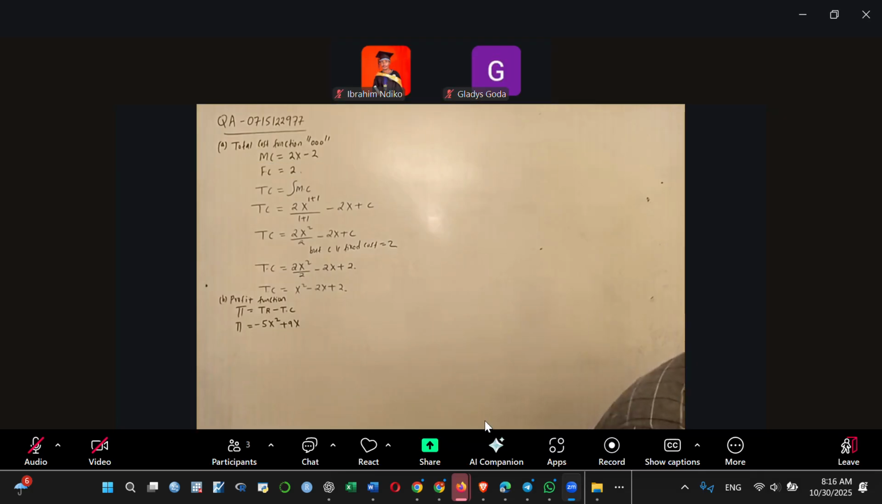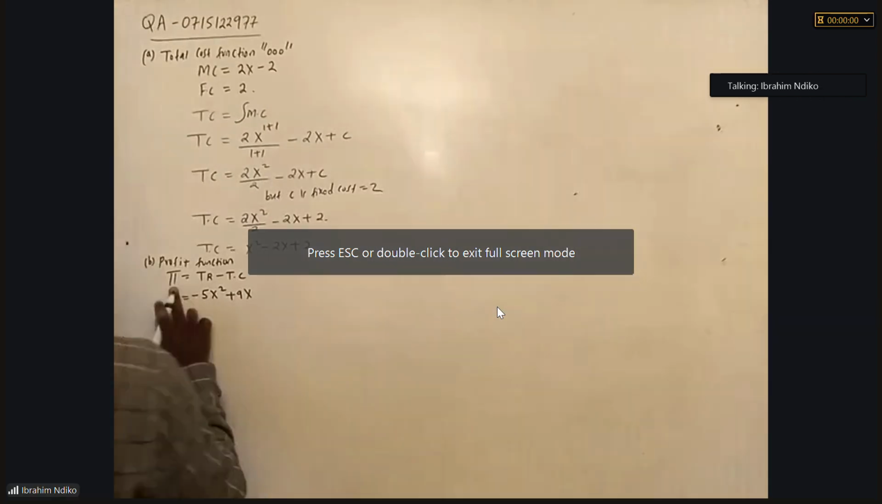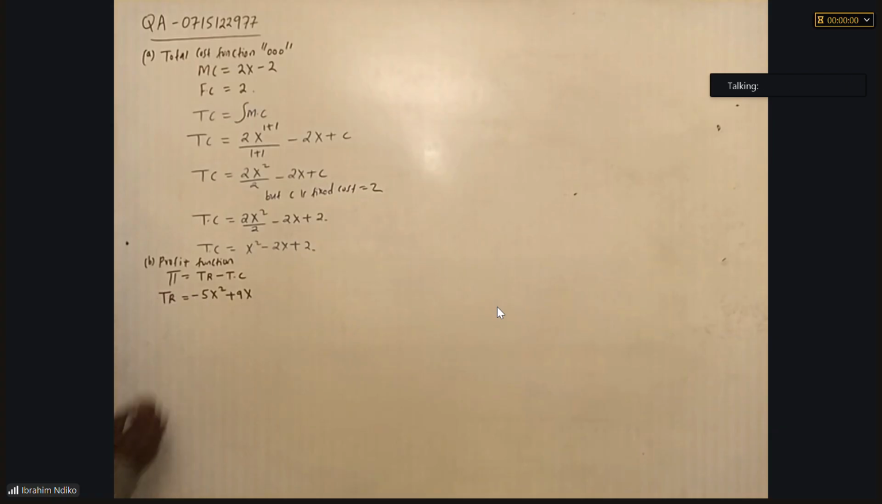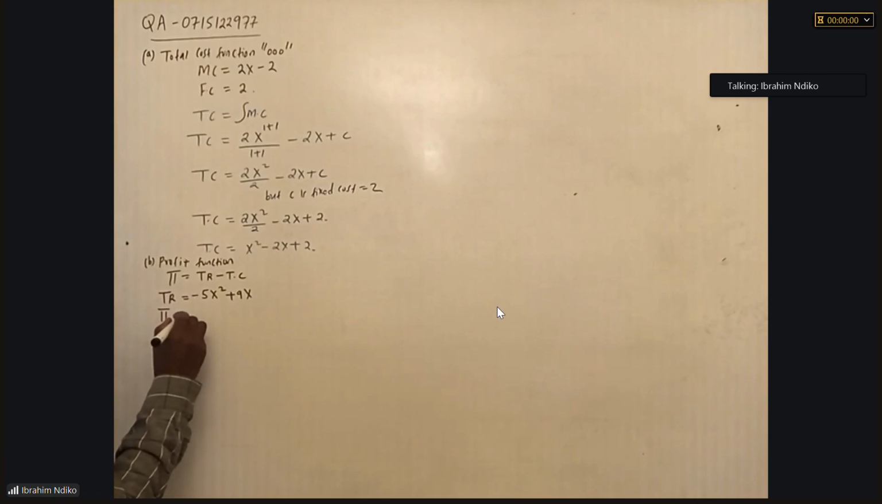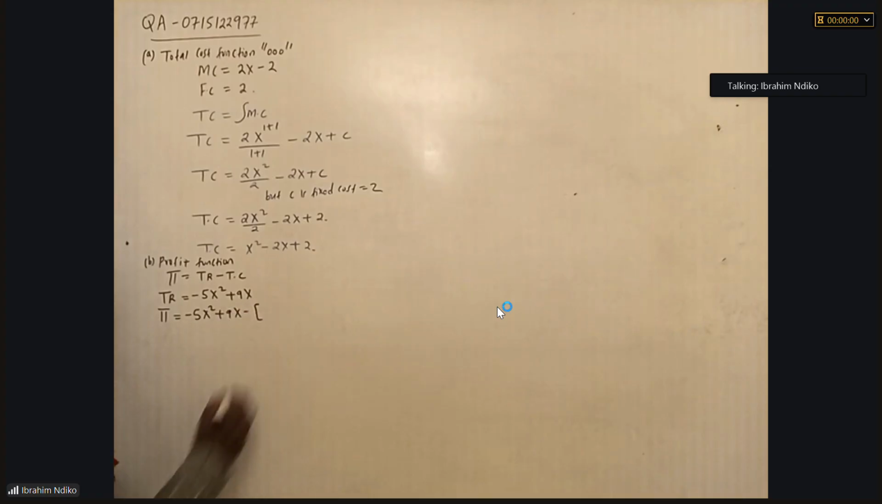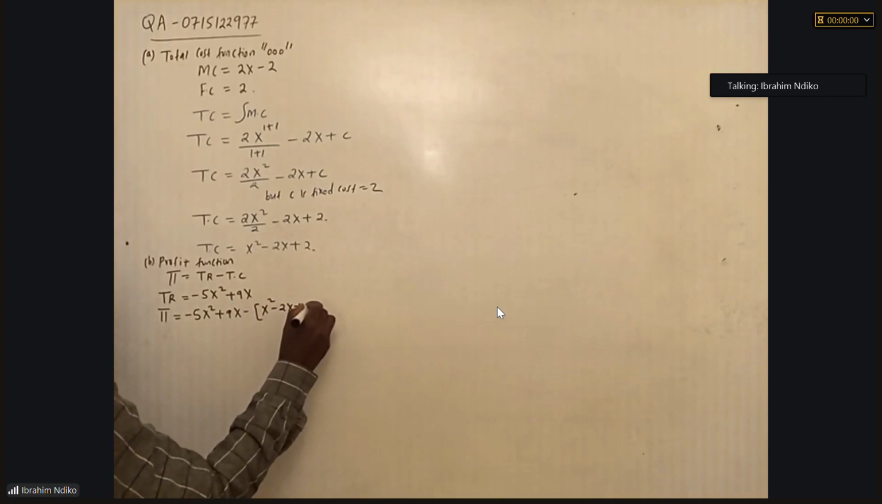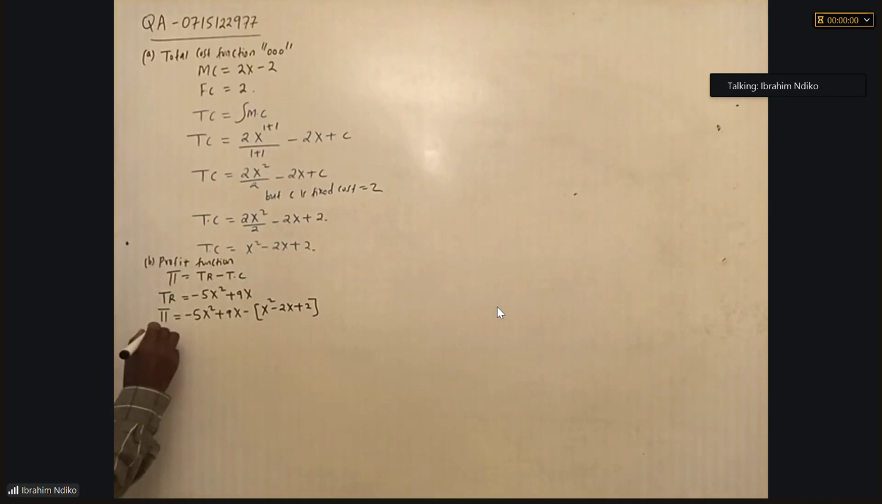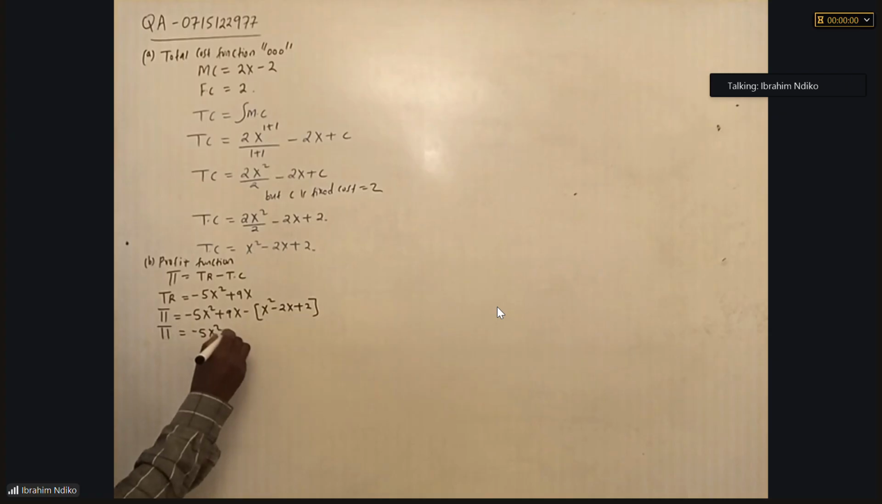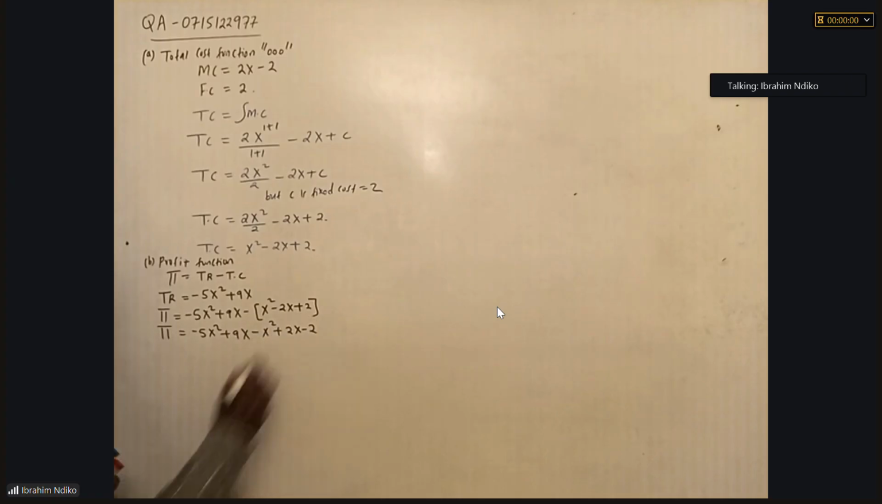So if we have the revenue function, now we can get our profit. This is the total revenue, sorry. So our profit is equal to our revenue, minus 5x squared plus 9x, minus our total cost, which we have here, x squared minus 2x plus 2. So we can say minus 5x squared plus 9x minus x squared plus 2x minus 2. So what will be our profit function?